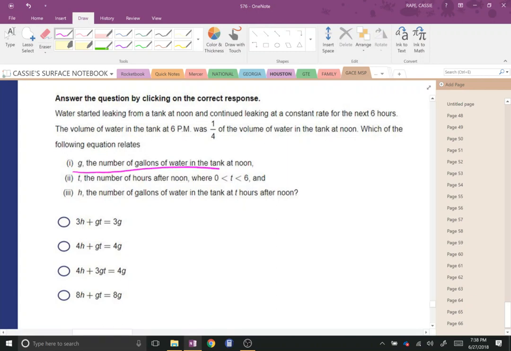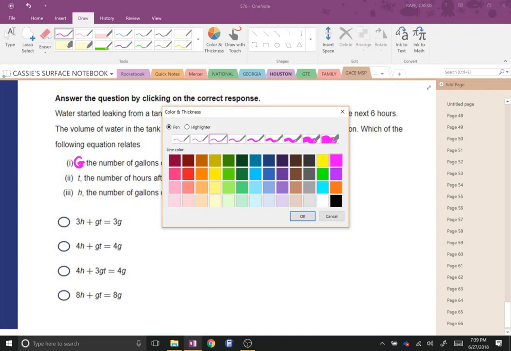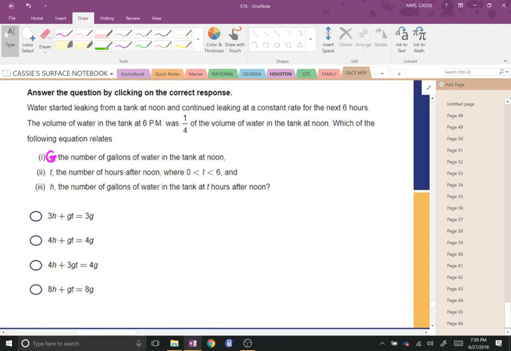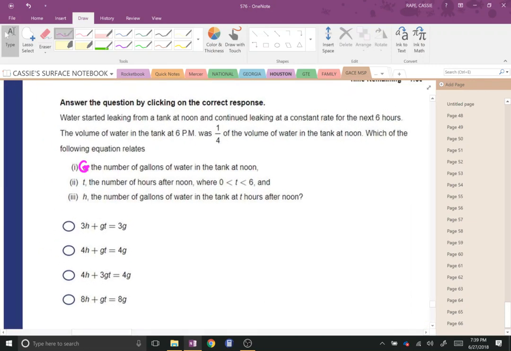The number of gallons of water in the tank at noon, it's not really a variable. It's a variable in that you don't know what the answer is, but it's not actually a variable. So I'm going to do G, that's an amount. You weren't told that amount. You're using G as a placeholder for a number, but G is the amount of water in the tank at noon. Now then, you lost 3/4 of that tank. So negative 3/4 of the G is what you lost in 6 hours.